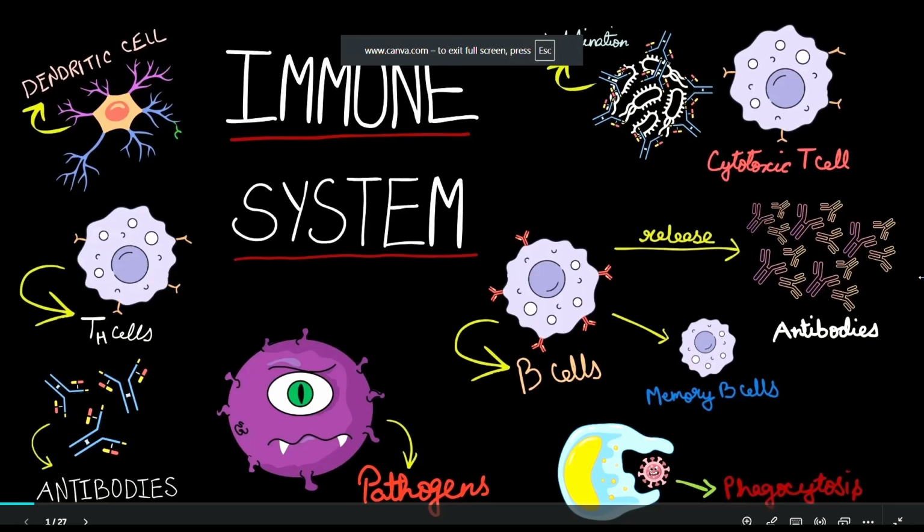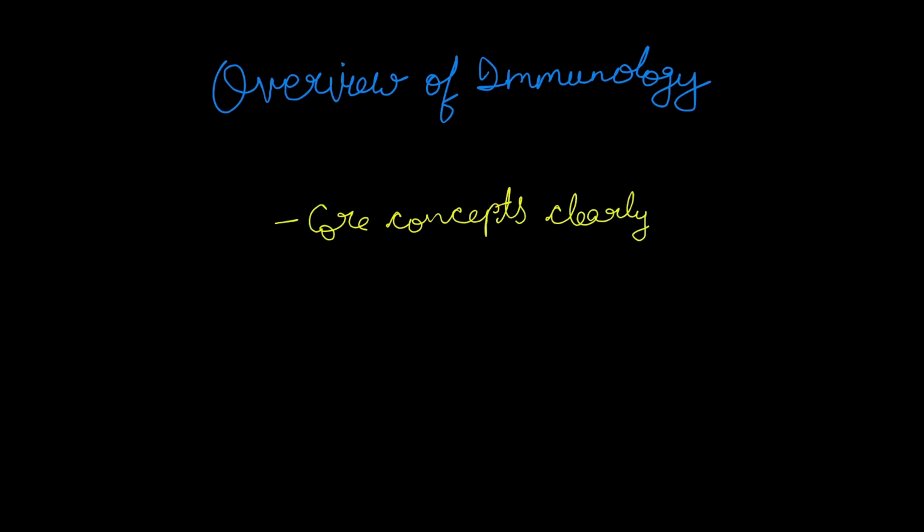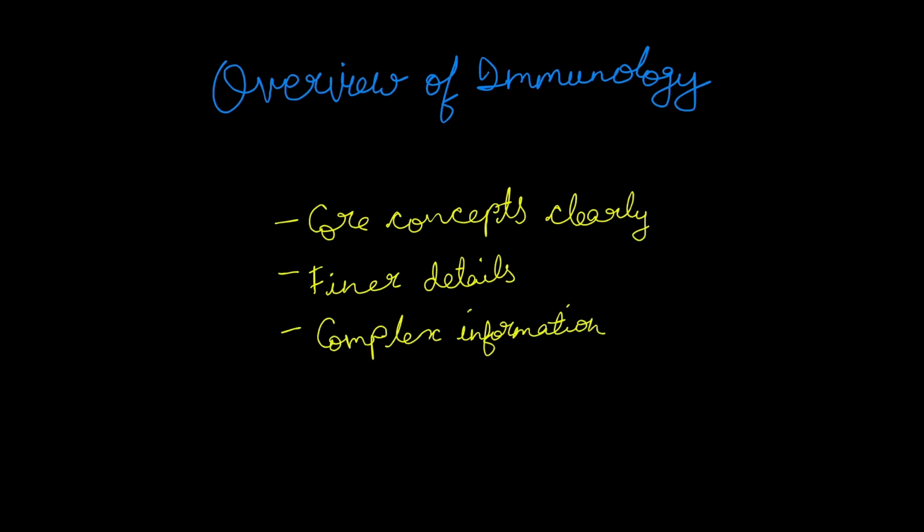This video provides a structured overview of immunology to help you understand the fundamental principles of how the immune system works. So, the goal of this video is threefold: to introduce the core concepts of immunology clearly, to serve as a big picture reference that you can revisit after learning the finer details, allowing you to integrate complex information into a simple framework.